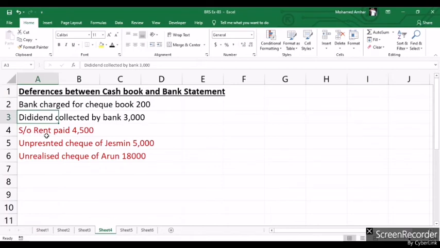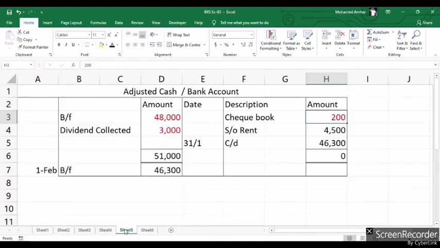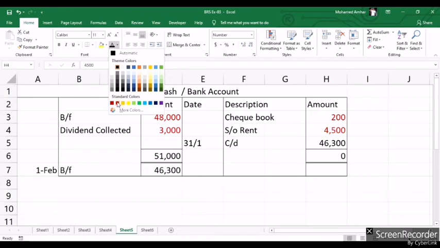The next matter is a standing order, rent paid 4,500. So this is also a difference between the bank statement and the cash book. The rent paid by the bank is correct, so we have to adjust that in our cash book. Rent paid should be credited. Now we did that, so you understand. So I'll change the color.